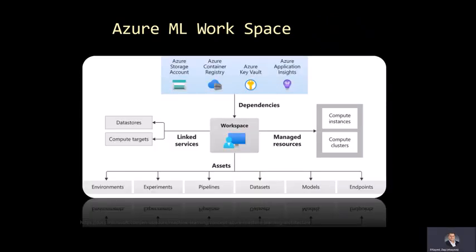And this is how it works. This is the block diagram of your Azure machine learning. It starts with environment, experiments, pipelines, datasets, module, and endpoint. And all of them, they call it an asset. But before reaching the asset, you first define dependency between the different accounts, different registry, key values, what's the application inside, and using them in a workspace. The workspace will be forked into two things: the linked services, which are the data store and the compute target. The other side will be the managed resources, which are the compute instance and the compute cluster.